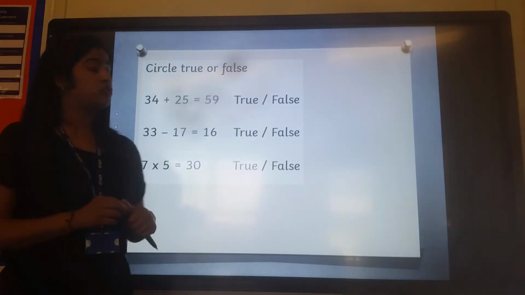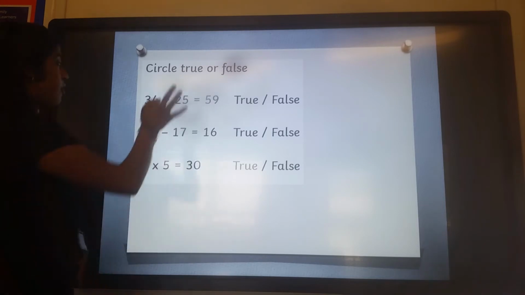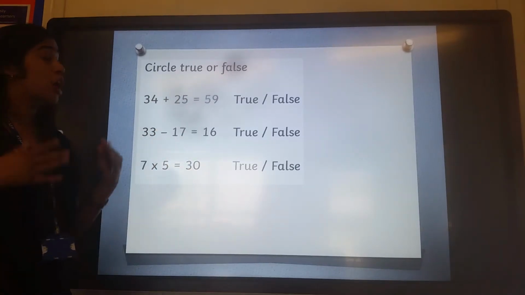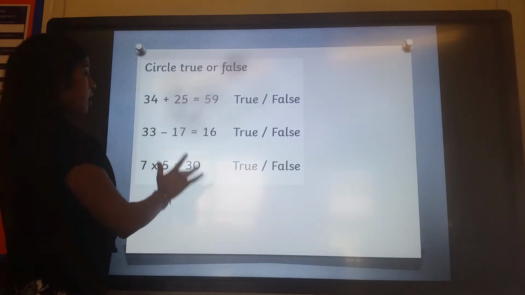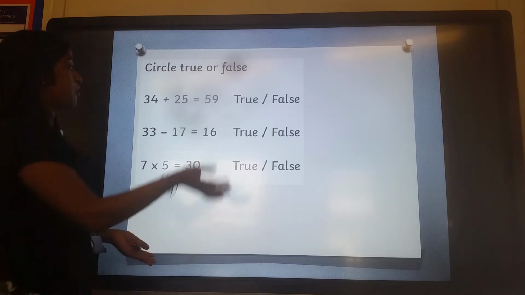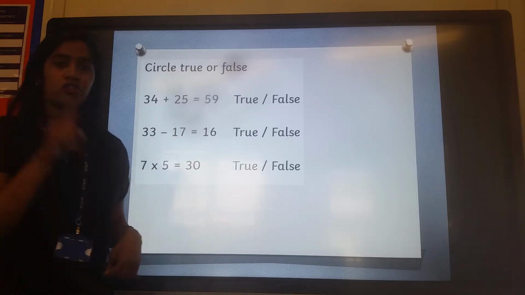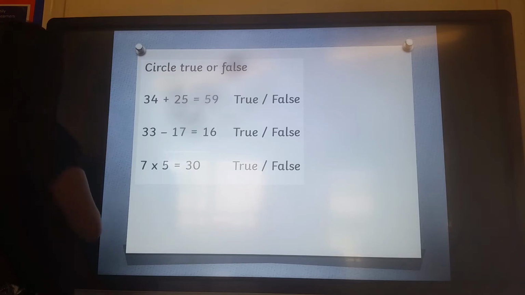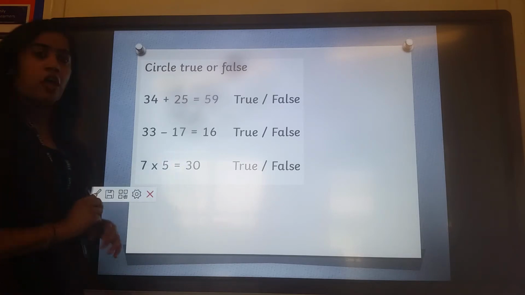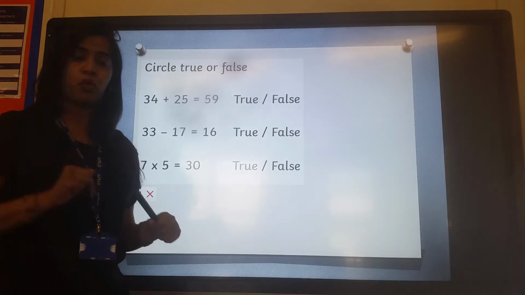Circle true or false. So remember, just like we did on Monday, there are 3 number sentences. You need to calculate the answer to each number sentence and tell me whether the answer is true or false. Off you go. Are we ready? And don't worry if you're not ready, just pause your video.